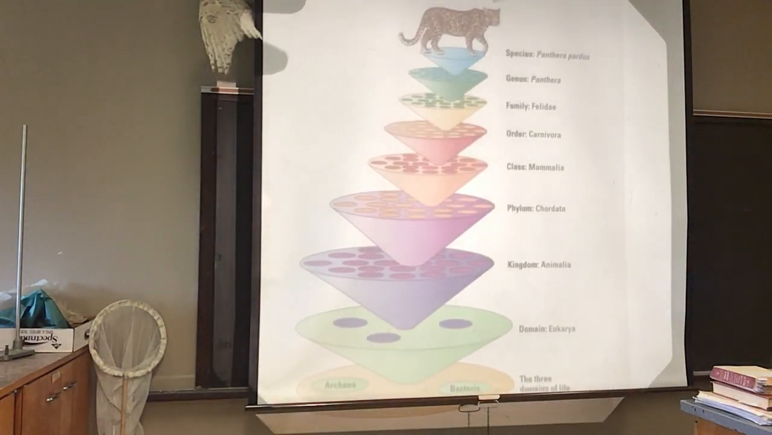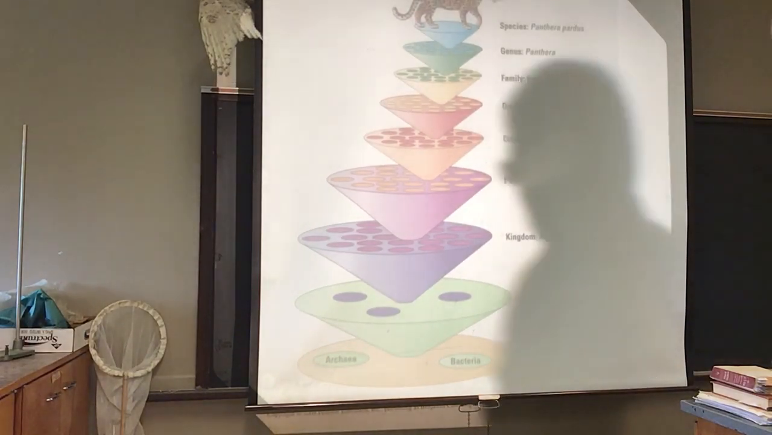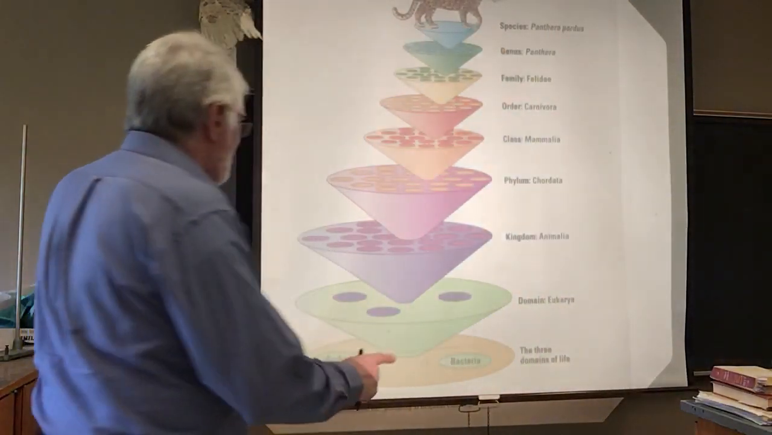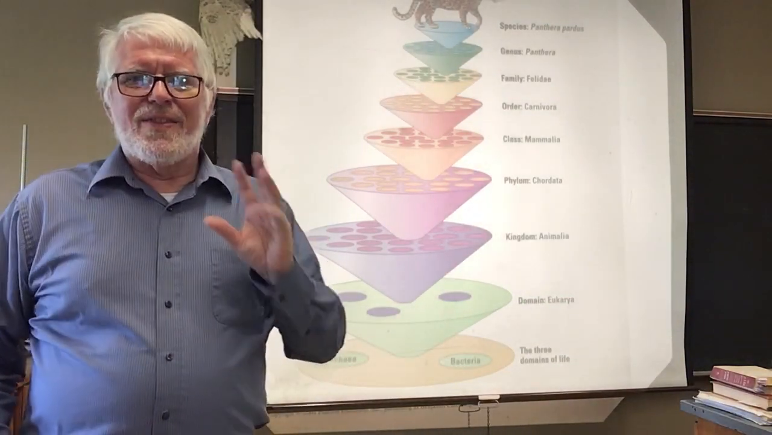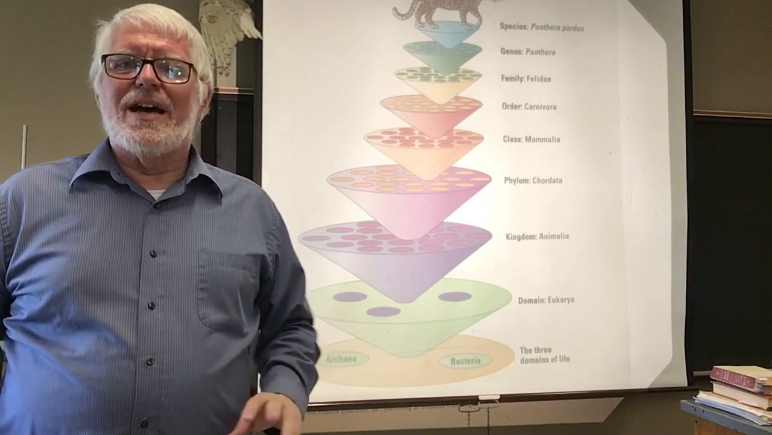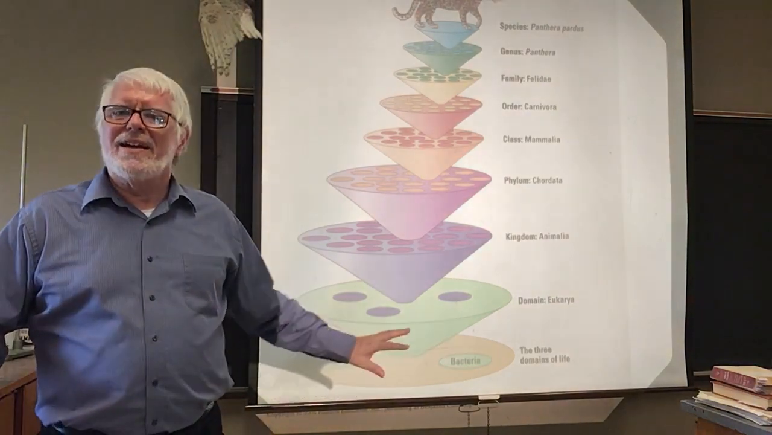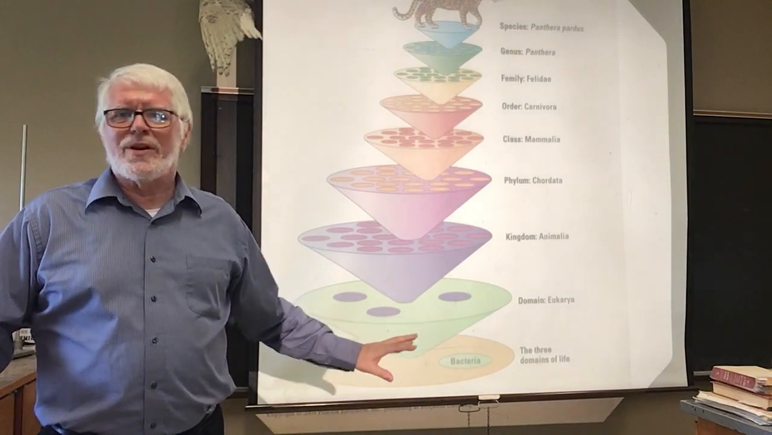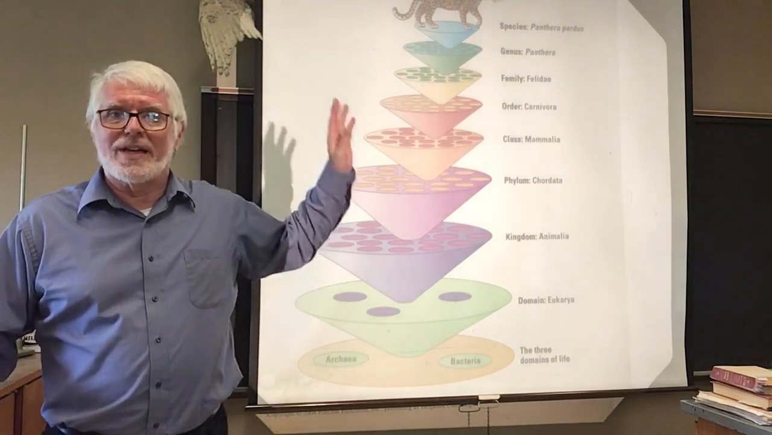So large groups contain smaller groups. Big groups down at the bottom. Living things are divided into 3 domains. That's becoming kind of iffy. It's been added in a very confusing way, like 20 or 30 years ago, but I'm going to ignore the domains. We're just going to work our way from the kingdoms on down.